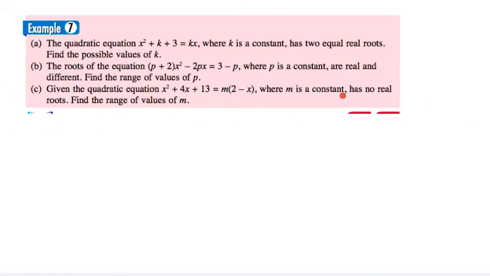Now let's do the c. Same thing. Where m is a constant, the equation has no real root. When you see the question, given this equation, find the range. Then we start with b squared minus 4ac and see what condition. If no real root, if two equal roots, it equals 0. If two different roots, more than 0. If no real root, less than 0, because it's negative.